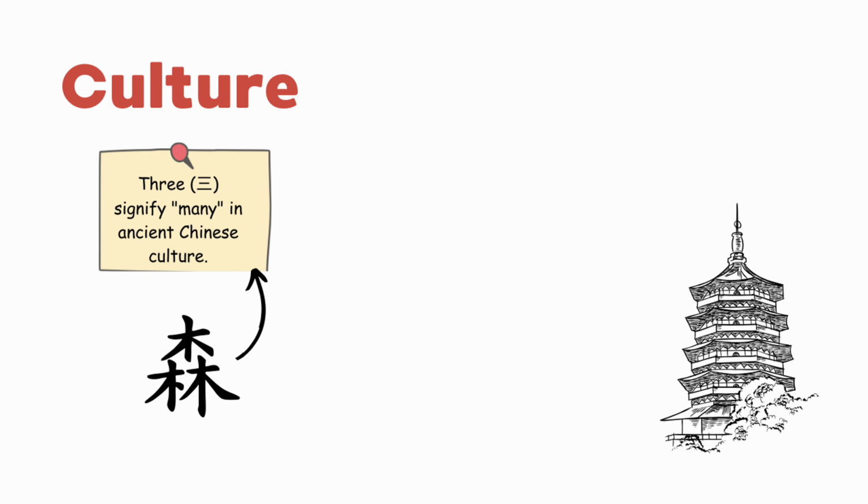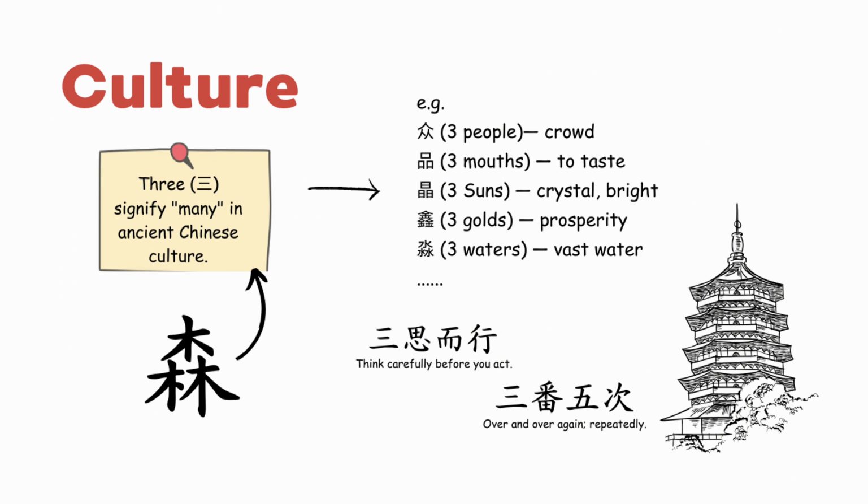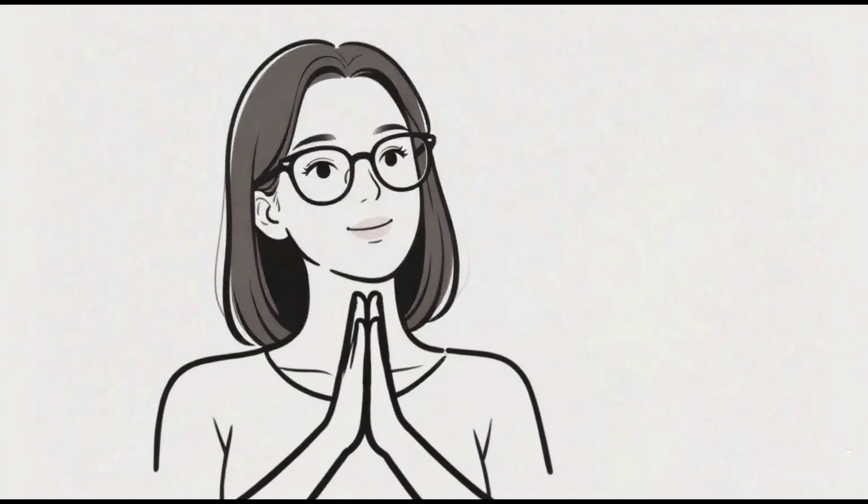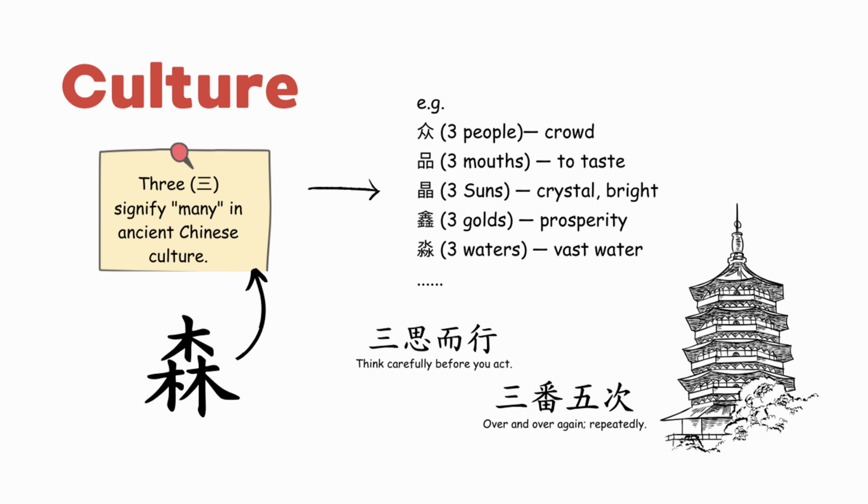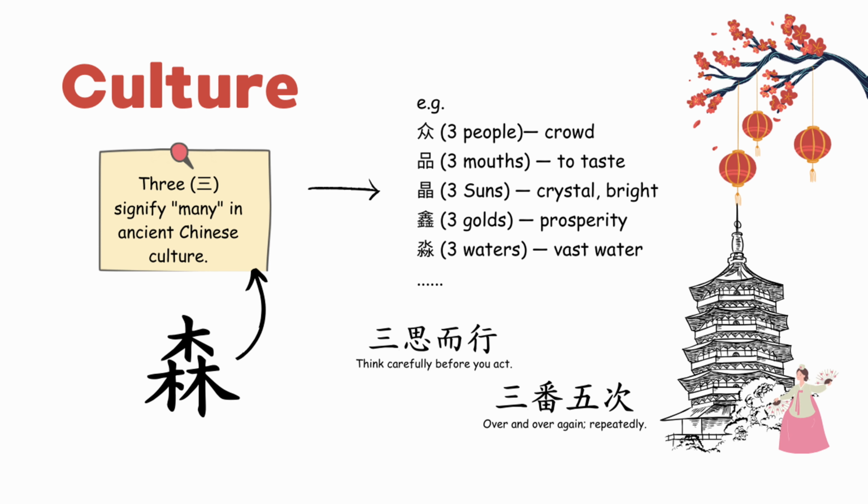Culture. Chinese characters are not just about language. They also connect you with history and culture. Take the character sēn again, for example. It's made of three trees, and in traditional Chinese culture, the number three often means many. That's why you will find so many idioms and sayings with the number three in them. And here's something even cooler. For a long time, Japan and Korea also used Chinese characters. So by learning Chinese characters, you're actually opening a door to the whole East Asian cultural world.